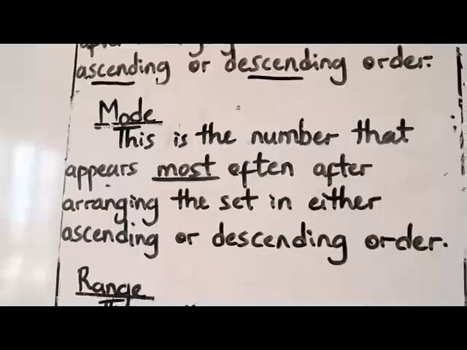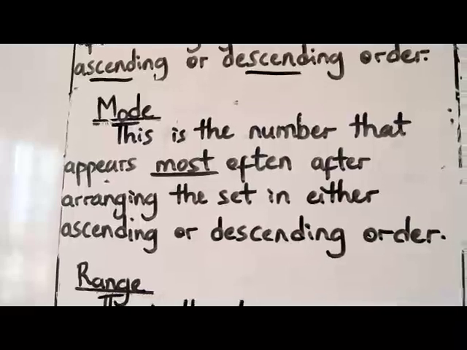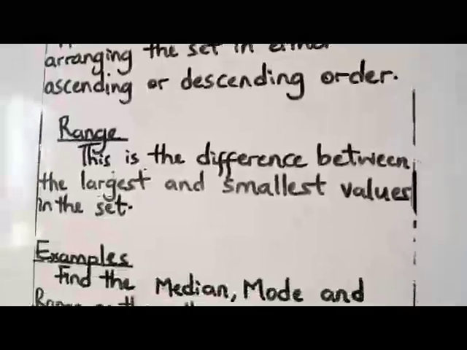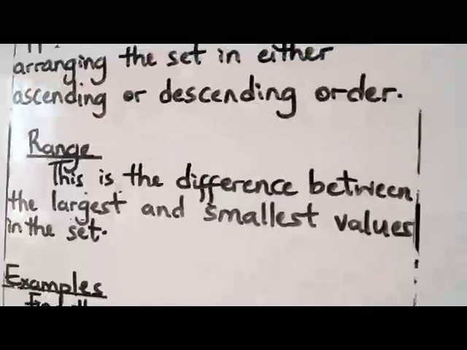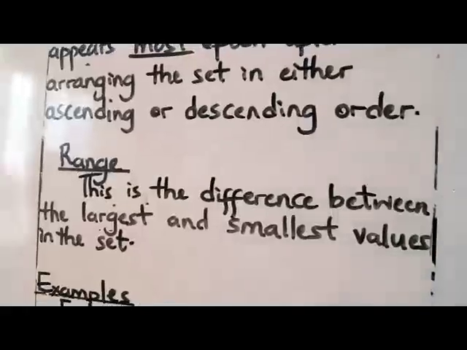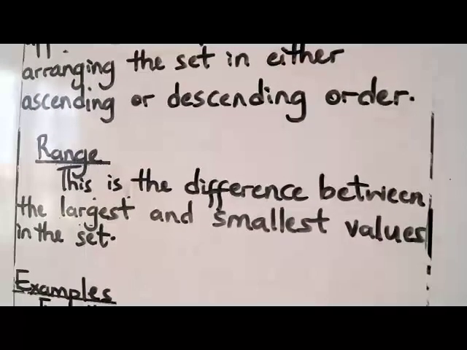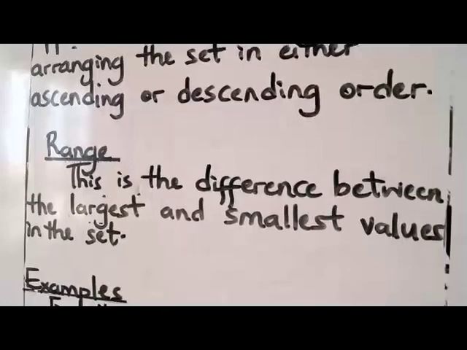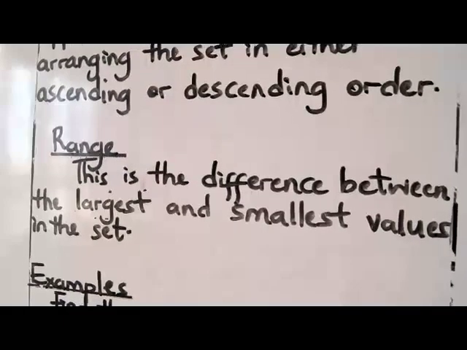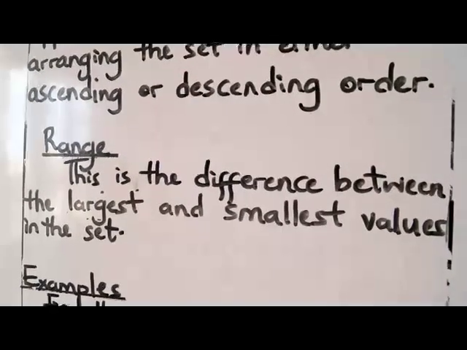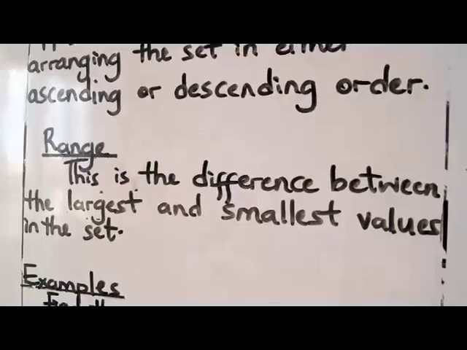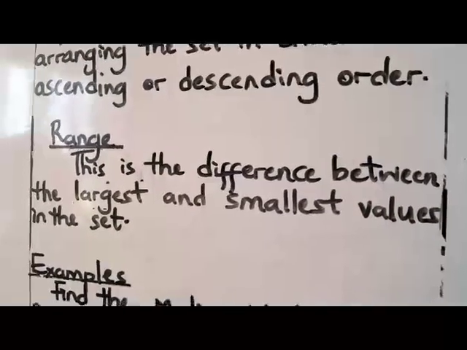The same thing goes for range. This time, range is the difference between the largest and the smallest values in the set. Remember, you have arranged it from the smallest to the largest value. To find the range, simply pick that smallest value and the largest value, then find their difference, that is, subtract. With all this in mind, let's look at our examples.